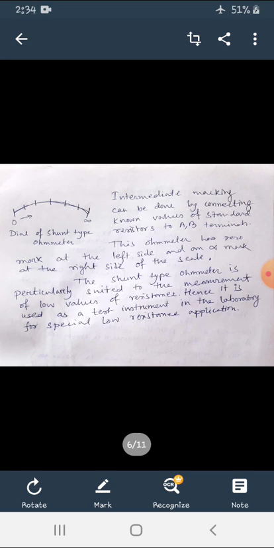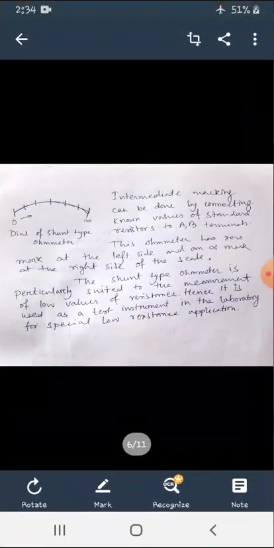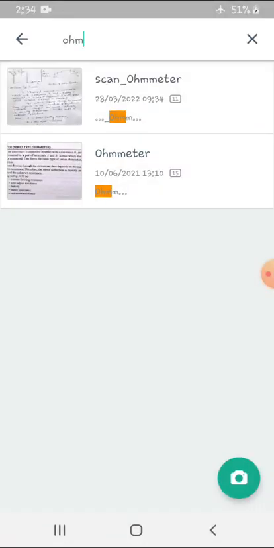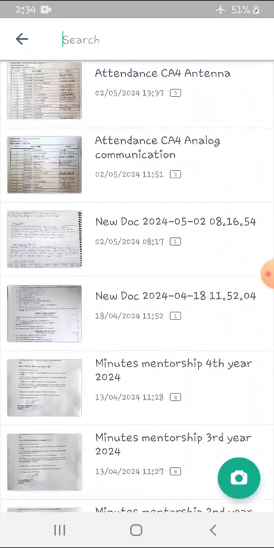But today I am not discussing series type ohm meter, because we are only discussing the shunt type ohm meter. Okay, I think this question is clear to you. So that is the shunt type. Next I am going to the question paper again. Here is the question paper, one minute.